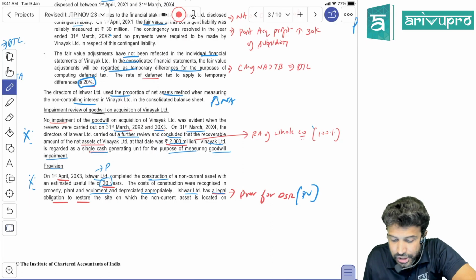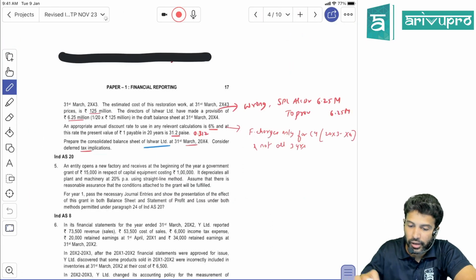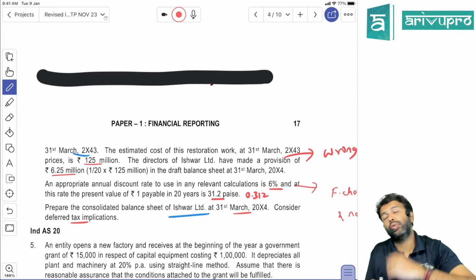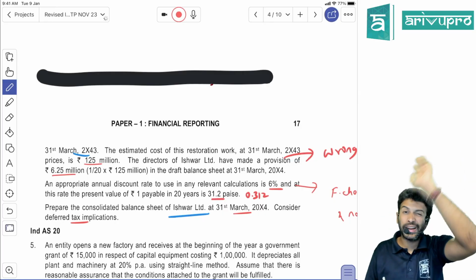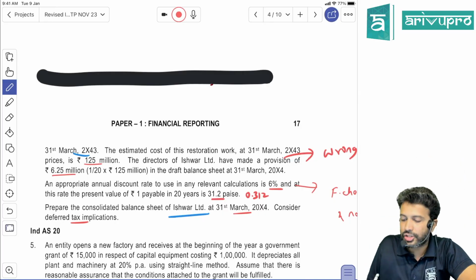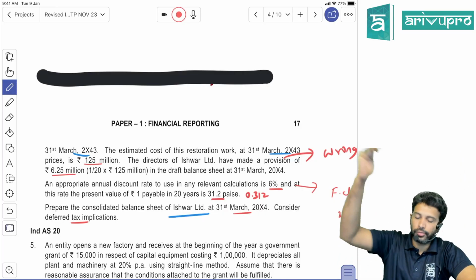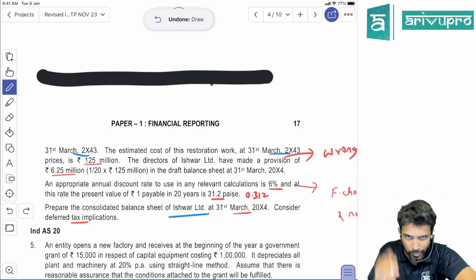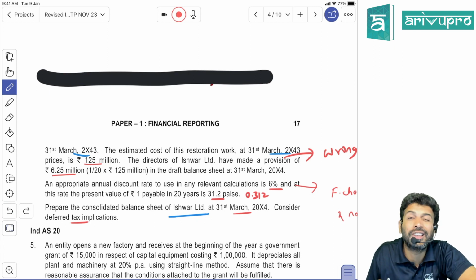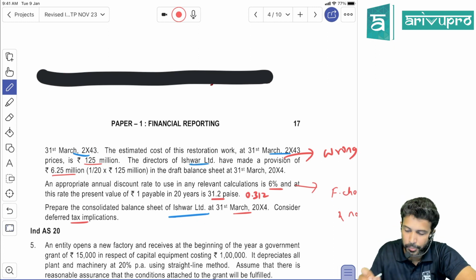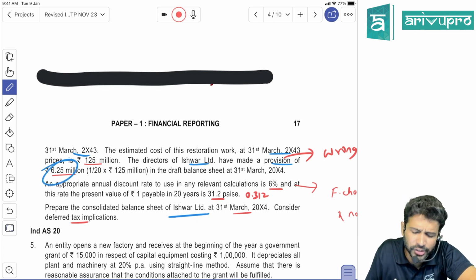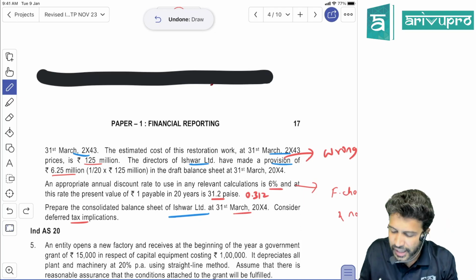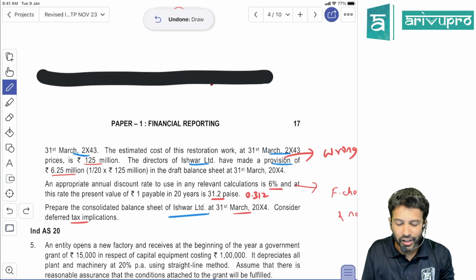They have a legal obligation to restore the site on which the non-current asset is located on 31st March 2043, some 20 years later. The estimated restoration cost on 31st March 2043, after 20 years, is 125 million. So we need to make provision for DSR. But what did the company do? The directors of Ishwar, the parent company, have made a provision for 6.25 million.